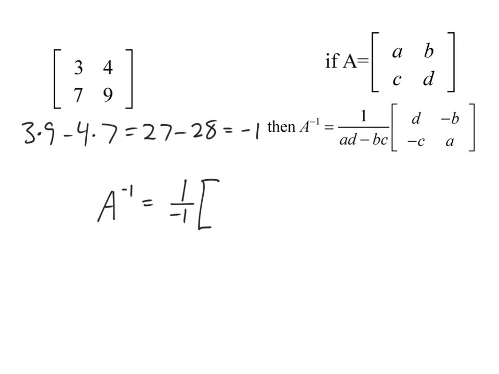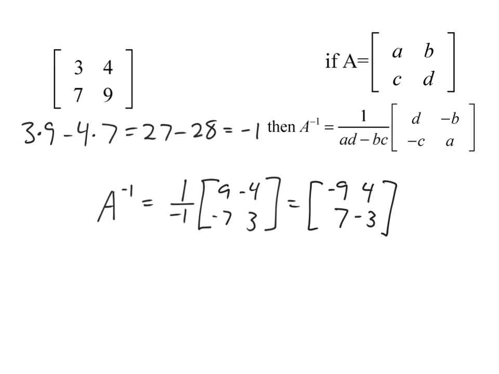So on ours, you end up getting 9 and a 3, a negative 4, and a negative 7. Now I'm going to multiply this negative 1 into all of this, which gives me the matrix negative 9, 4, 7, negative 3. Now this is my inverse matrix right here. And that's actually my answer.